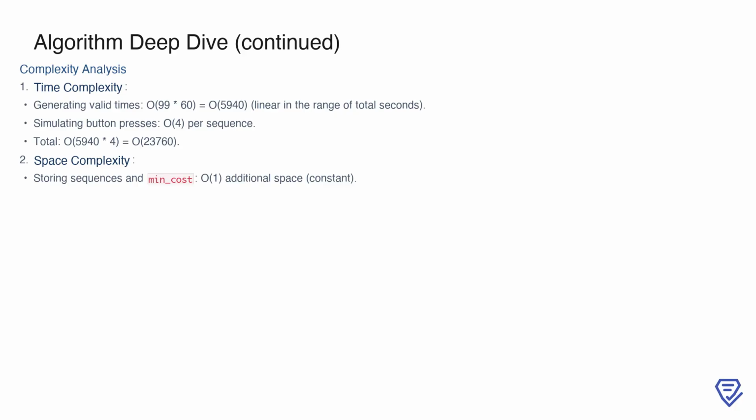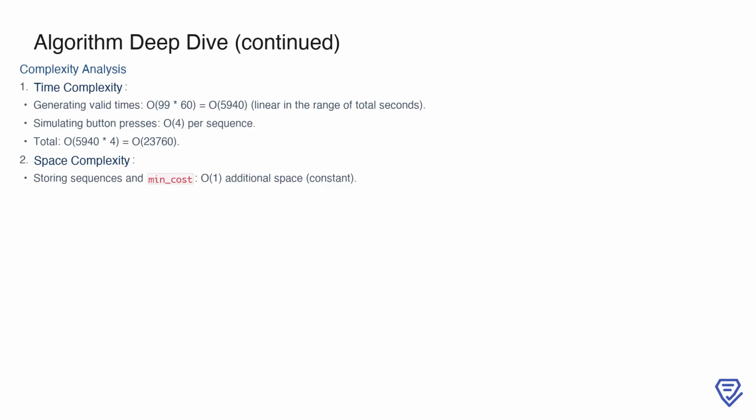Finally, let's analyze the time and space complexity of the algorithm. For time complexity, generating all valid times involves iterating through the range of total seconds, which spans from 60 to 5940. This gives us 5,940 iterations, which is linear in the number of seconds. For each valid time, we simulate button presses, which involves traversing a 4-digit sequence. This adds a constant factor of 4 per sequence. Multiplying these together, the total time complexity becomes 5940 by 4, or simply 23,760. While this may seem large, it is manageable given the problem constraints.